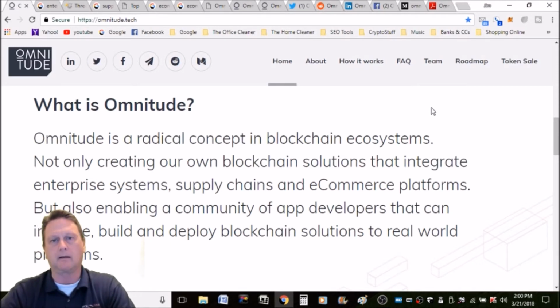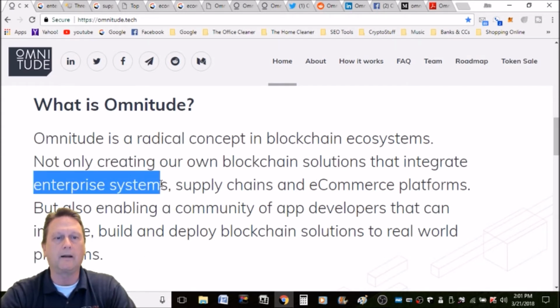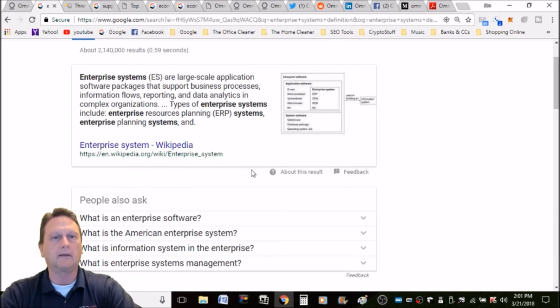So what does that mean? It sounds like, if you're not really hip in the tech industry or with the latest business terms, maybe you don't know what all that means. So let's break it down. Omnitude is coming up with its own blockchain solutions for these three things: enterprise systems, supply chains, and e-commerce platforms. Let's look at those first. What is enterprise systems? For those of you that don't know, I'll show you a little definition here. Enterprise systems: large-scale application software packages that support business processes. Let's just leave it at that.